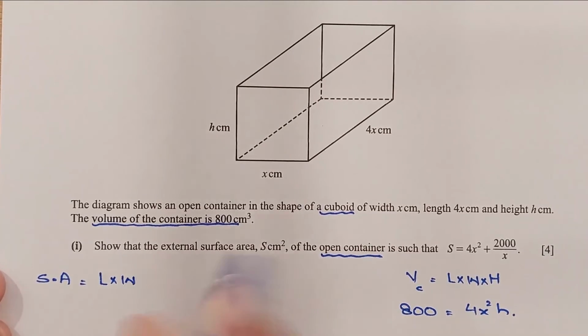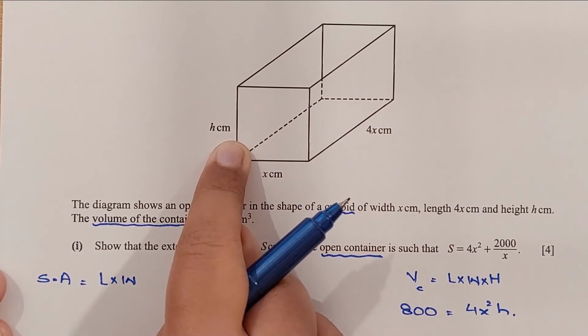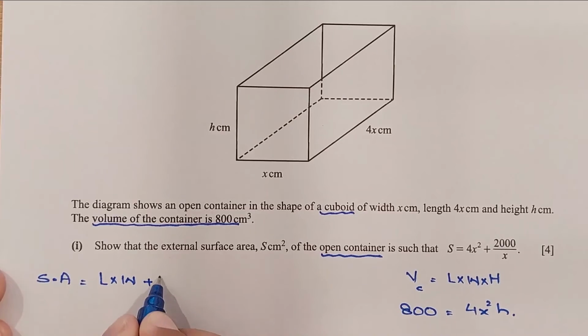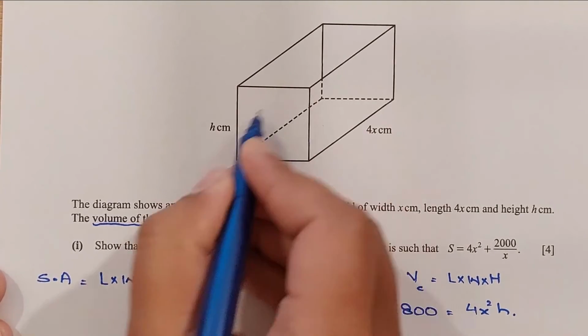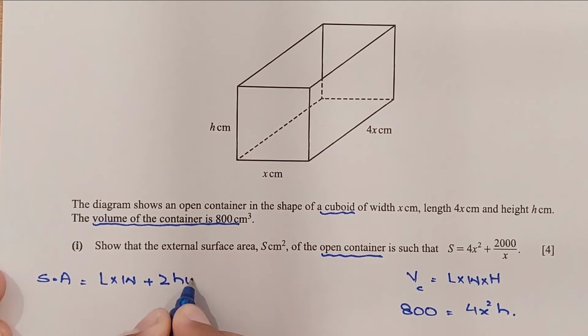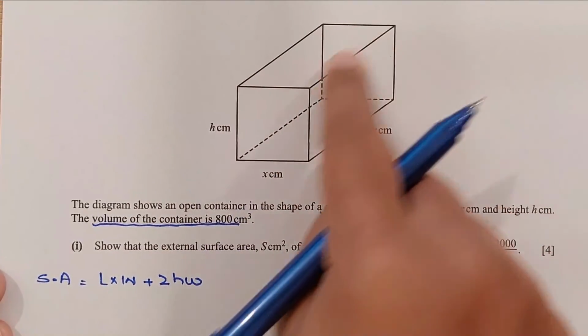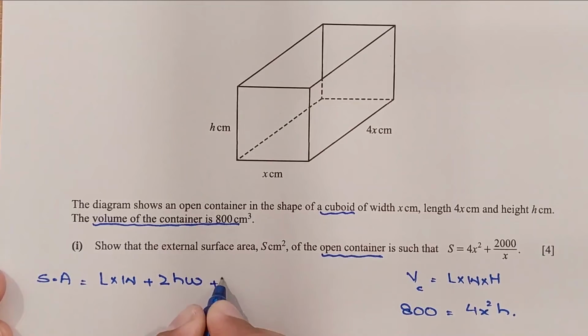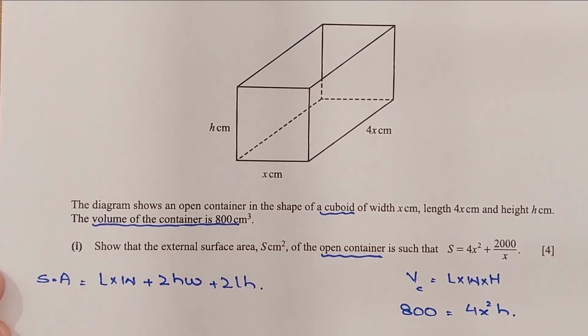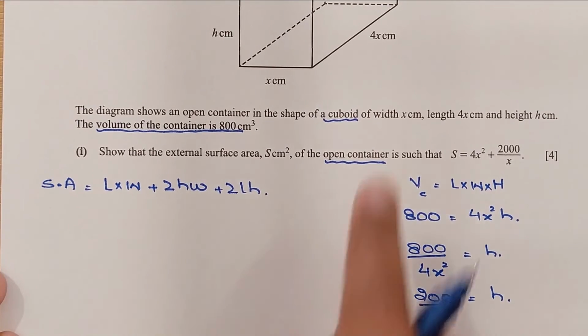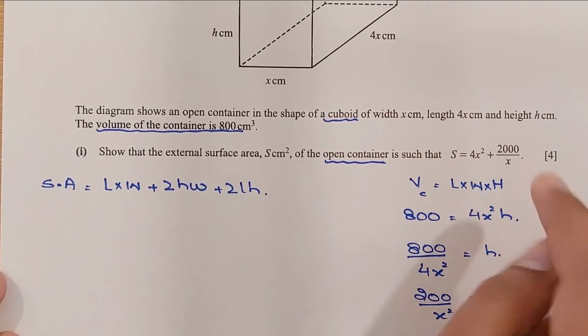We are not using 2 times here: we have length into width, since the base is just 1, plus 2 times height into width. This is height, this is width, they are twice. And this side is height into length, we have 2 sides for the length and the height. So we have to use a formula for the width, length, and the height.